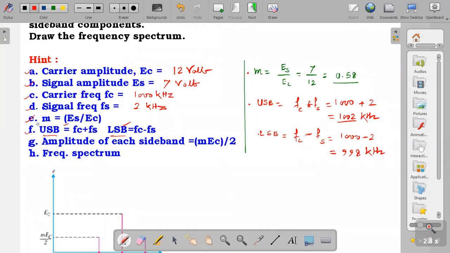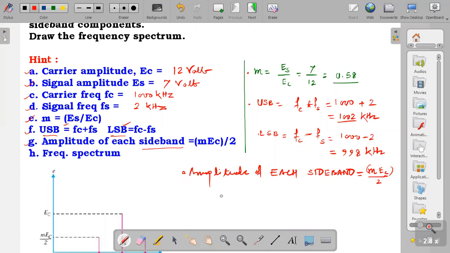Yes, what is the next point? Point G: amplitude of each side band. Side band means upper and lower side band. Now see, the next point is amplitude of each side band. And dear student, the amplitude of each side band is equal to m Ec by 2.